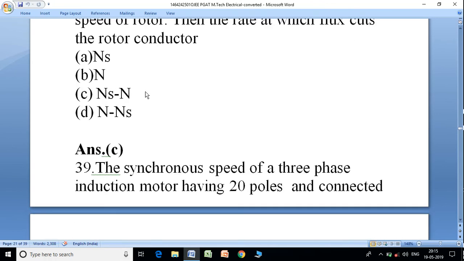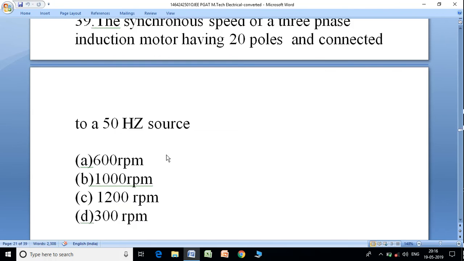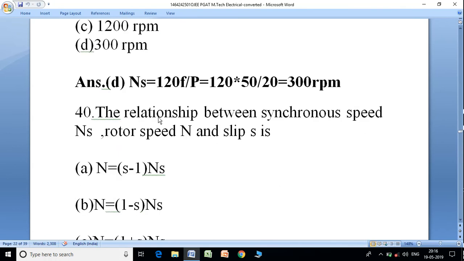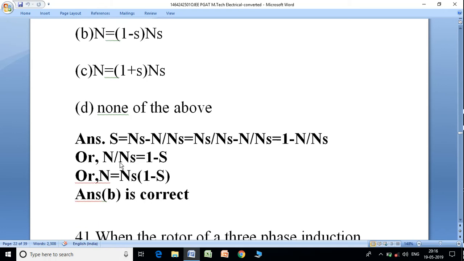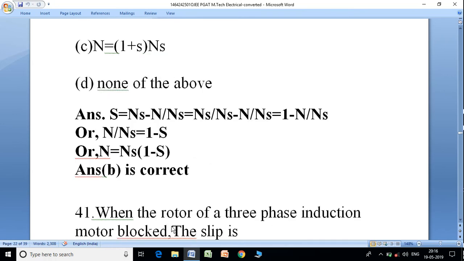Voltage called slip speed. It cuts the rotor conductor at slip speed, that is ns minus n. The synchronous speed of the three-phase induction motor having 20 poles and connected to 50 volts. So the correct answer is ns 128 by 300 rpm. The relationship between synchronous speed ns, rotor speed n, and slip s is n is equal to ns into 1 minus s. Therefore, B is the correct answer.